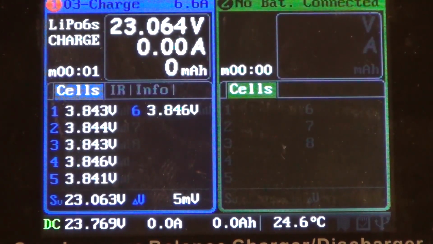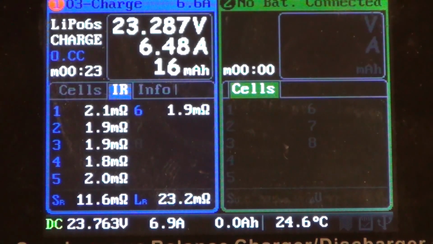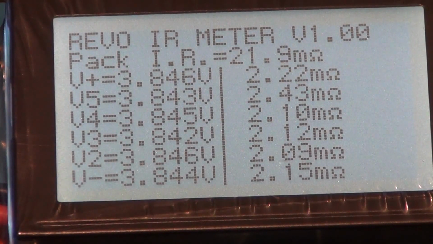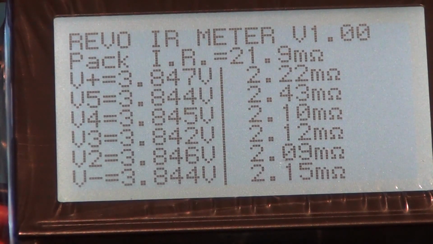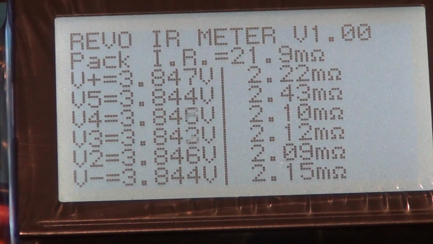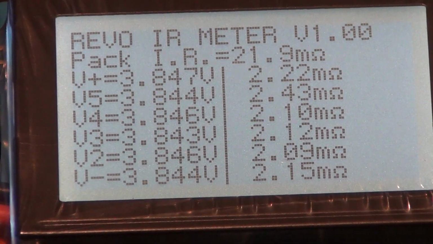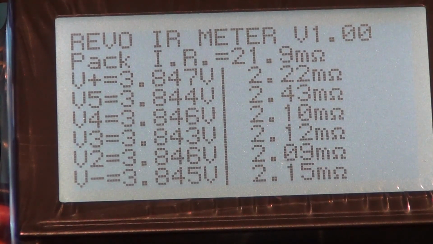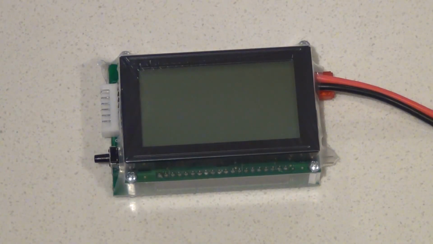And we'll flick over to the IR reading screen. The IR charger now shows the individual resistance values per cell at between 2.1, 1.9, right through to 1.9 on cell 6. And you can see by reconnecting the battery to the Revolectrix IR meter that the resistance values are fairly comparable, plus or minus a very small percentage. So in my mind, my IR charger is probably providing reasonably good IR reading accuracy, as it's fairly close to the Revolectrix IR meter.